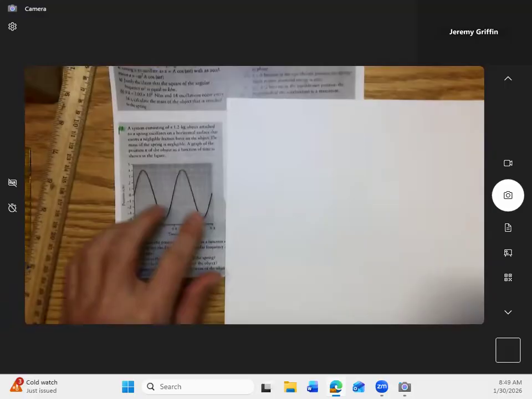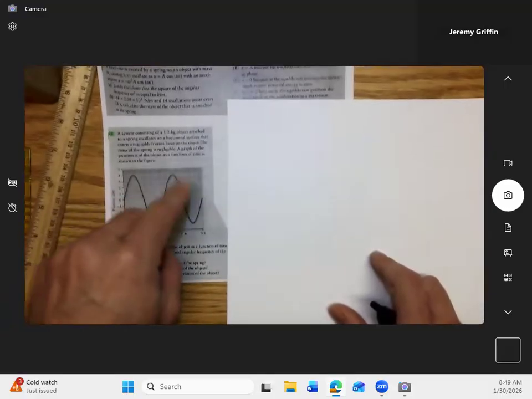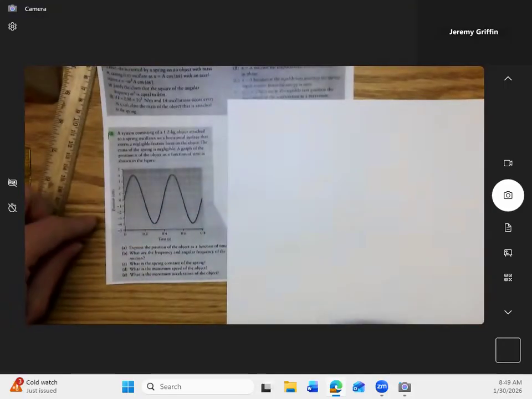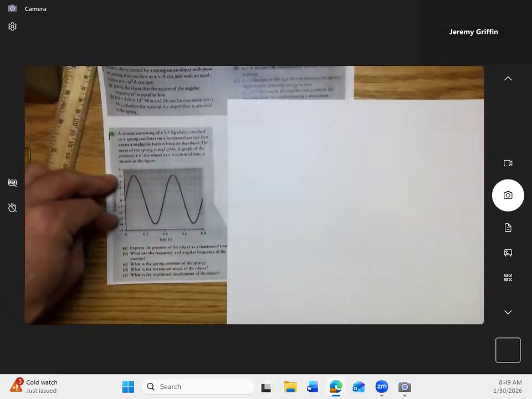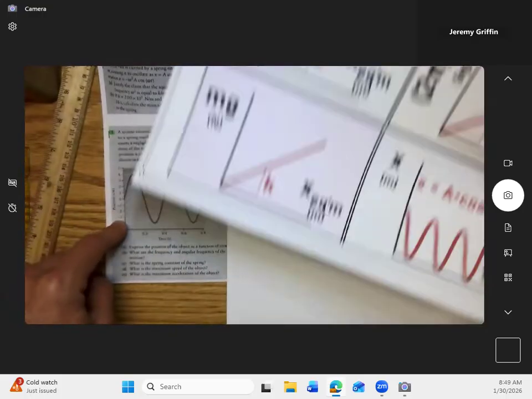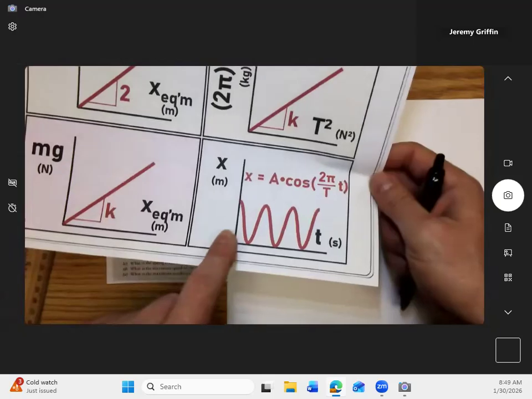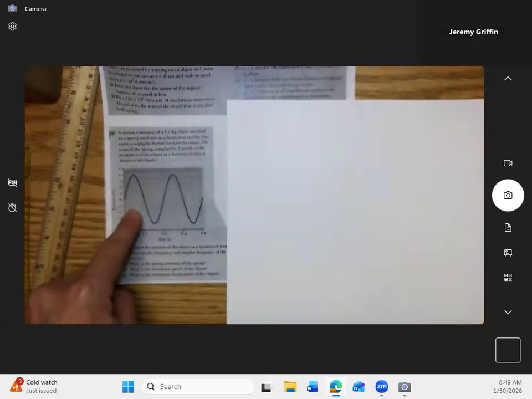Okay, let's try number 5 here. Number 5. Ooh, I like this one because it's giving us some kind of position versus time. Actually, position versus time. Guys, you think that graph there is basically that graph right there? Yeah. So it's true.